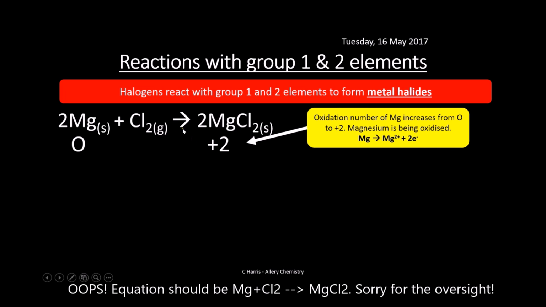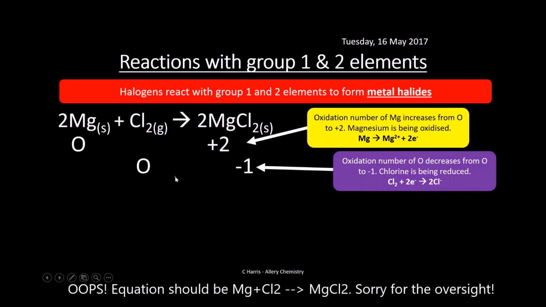Okay, look at the oxidation states. We're going from 0 in magnesium to +2. So the magnesium is being oxidized here. And your chlorine is being reduced. And you see we're going from 0 to -1. Now notice the equations here, the half equations. Magnesium going to Mg2+. We balance it with the 2 electrons. This shows it's been oxidized.